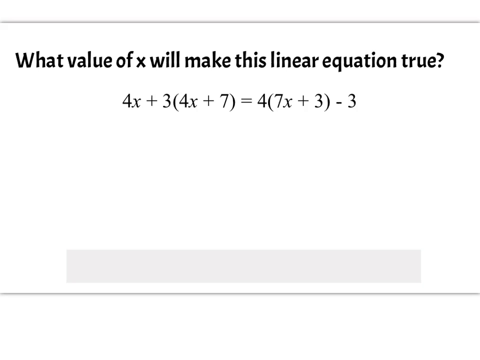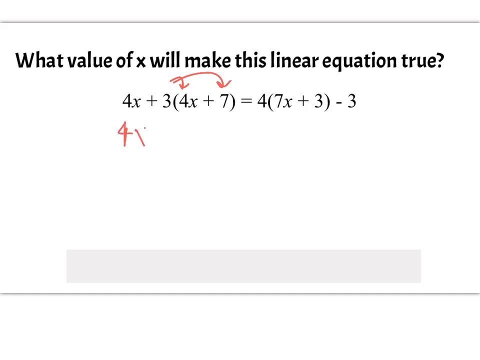So this question is asking what value of x will make this linear equation true? That is essentially just asking to find the value of x. What value of x, when we plug it back in, will make the left side the same number as the right side? So both of these are really long on the right side and left side, so I'm going to start first with my parentheses. I need to distribute to get rid of those. So I need to do 3 times 4x and 3 times 7.